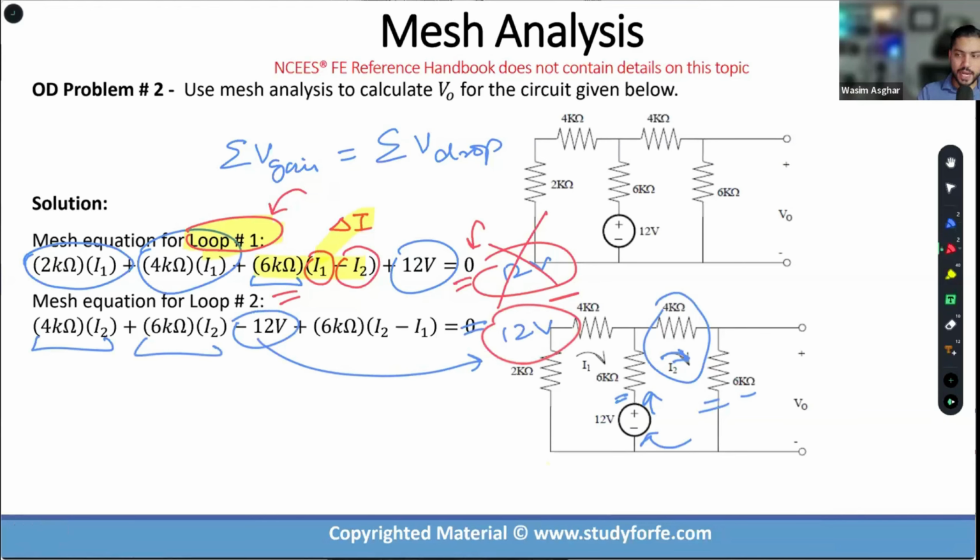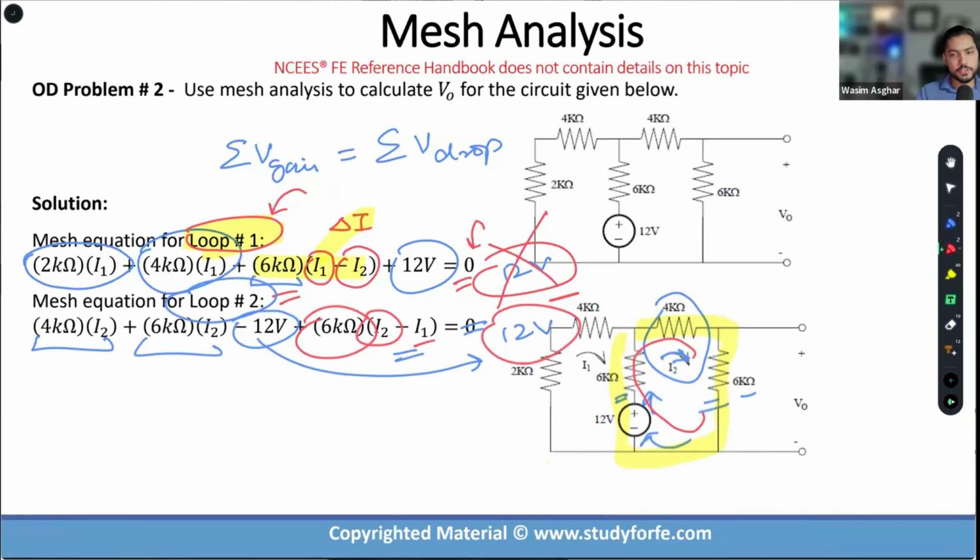Okay. Now let's handle the 6K resistor. When we are living in this loop, loop 2, we are writing it for I2, right? If the current has to take this direction, then I2 must be the dominant current. We're going to write this as I2 minus I1. Can you guys see this? Okay. That is a key point to understand when you're writing KVL for mesh analysis.